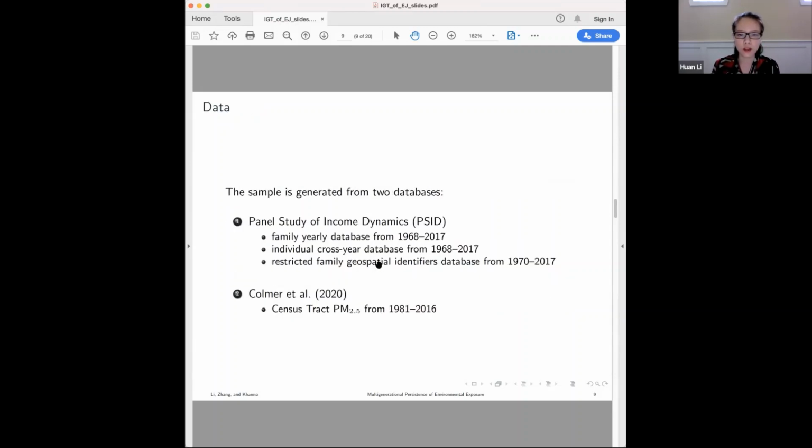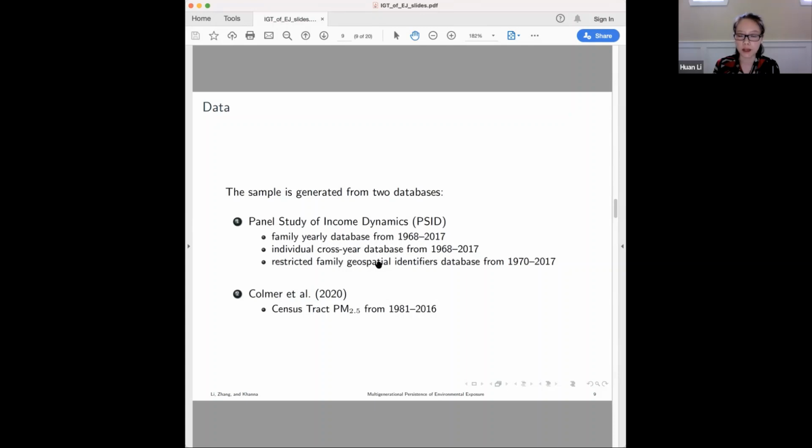So we gathered our sample from 2 databases. The first one is the Panel Study of Income Dynamics. This database provides us individual information, including their family and individual characteristics, and also the geospatial identifiers for each individual. So basically, we know where you live. The smallest geographic unit is the block, but in this paper, we're using census tract because the PM 2.5 is observed at the census tract level.